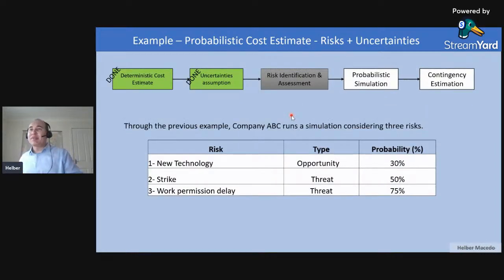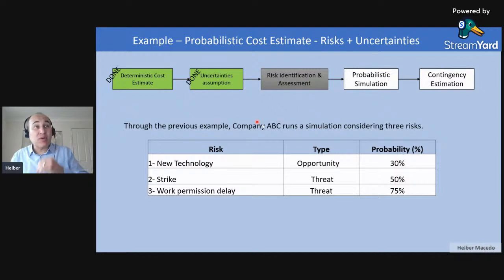So to save some time here, I will say that these first two steps were done in the previous slides, because we know our deterministic cost, the $88,000, and I know the uncertainties. Remember that we defined the uncertainties for the salary. We defined the three points for the salary: the optimist, the pessimist, and the most likely.